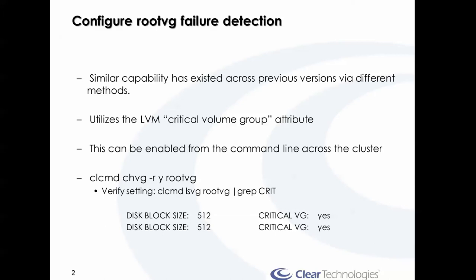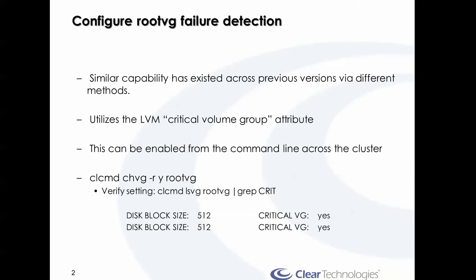So now there's a different way, which is we're essentially taking advantage of the LVM characteristic of making a volume group a critical volume group. This is something that's been around for several versions actually, and historically one of the main uses when it first came out was in Oracle clusters, where we would mark the Oracle voting disks as a critical volume group. So now we just mark Rootvg as a critical volume group, and we do this from the command line.